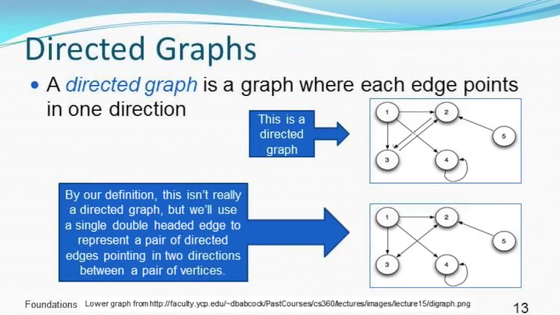I'm sure you're familiar with directed graphs. A directed graph is a graph where each edge points in one direction. Very formally, this is not a directed graph because we have a double-headed arrow here. Okay, do you see that double-headed arrow?